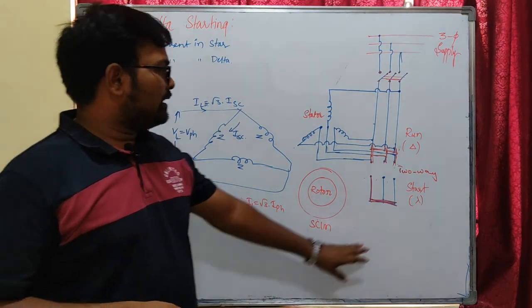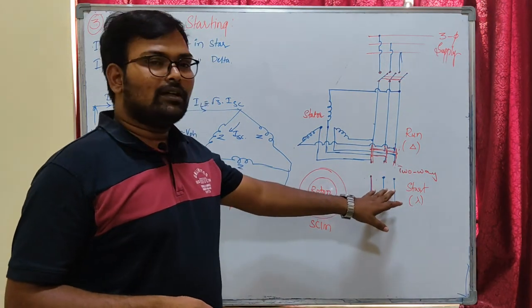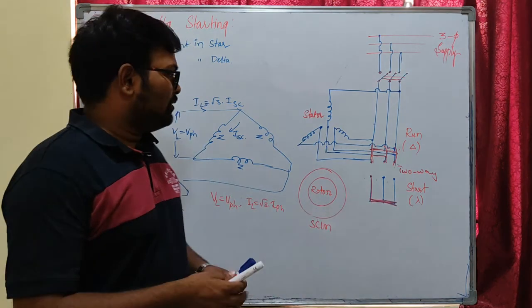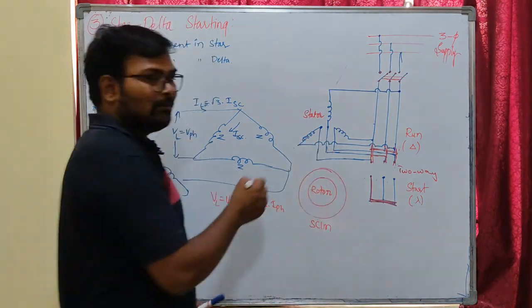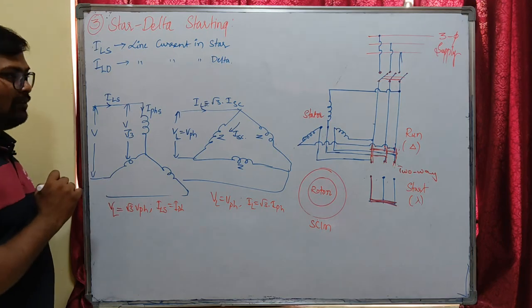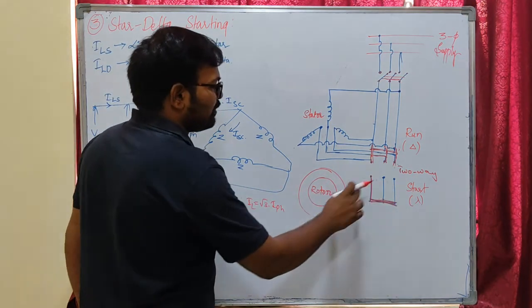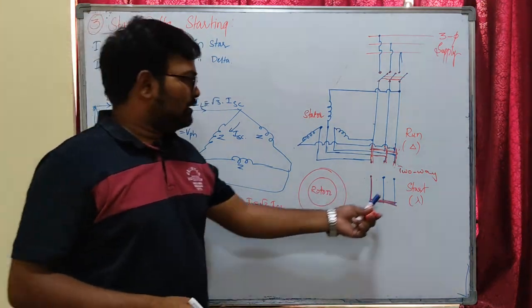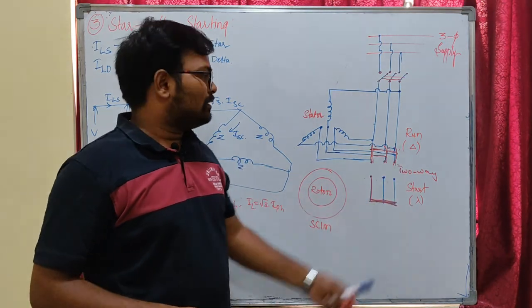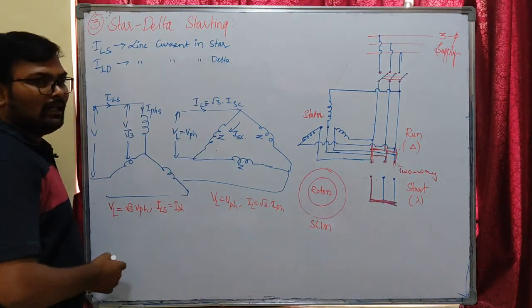So under starting condition, our two-way switch will be turned on to the star connection, so our stator winding will become star connected winding. After some time, whenever our motor attains some speed, this two-way switch will be turned on to our delta connection, so our stator winding will become delta winding.